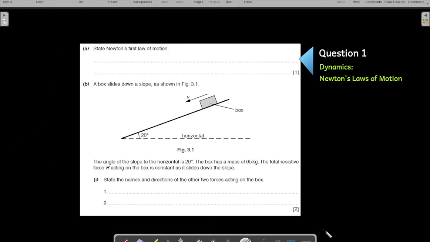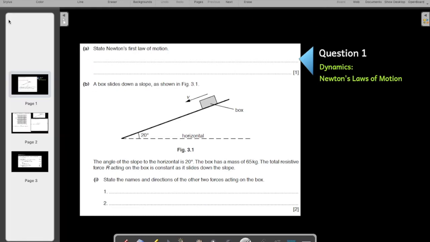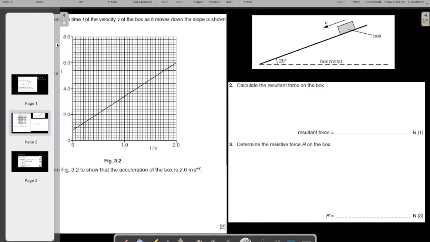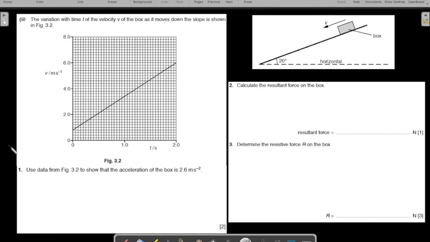So here is the first screen of the question. It is a long question split across two screens. This is the second screen of the question.